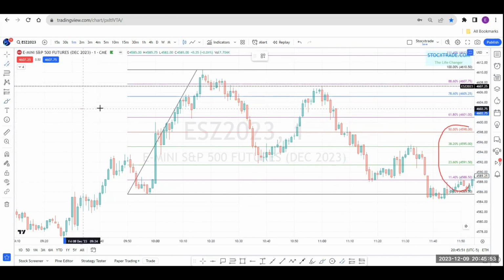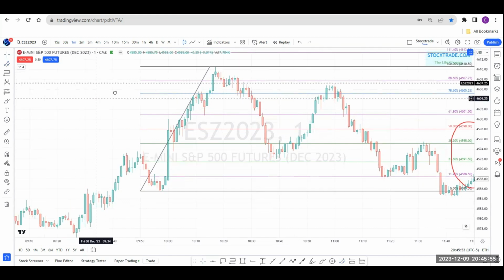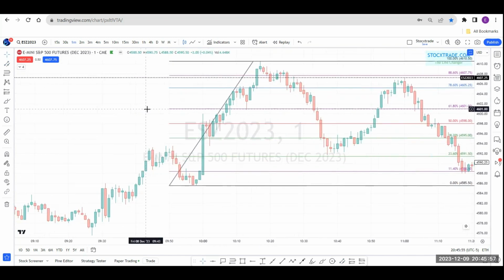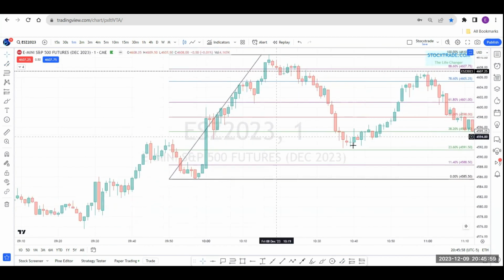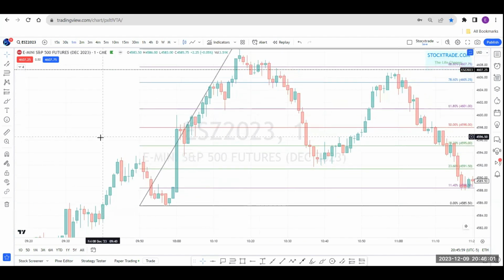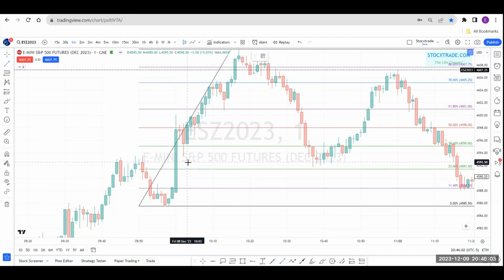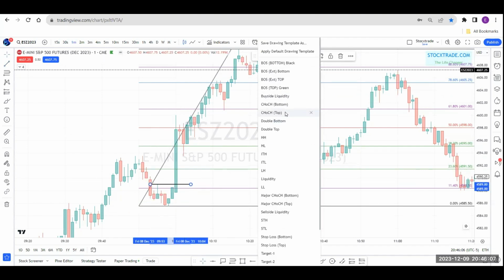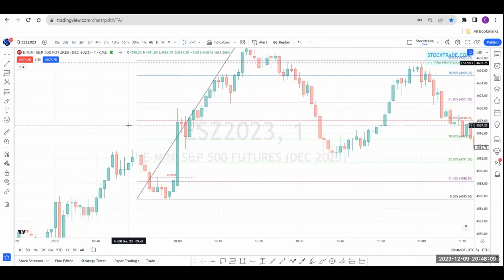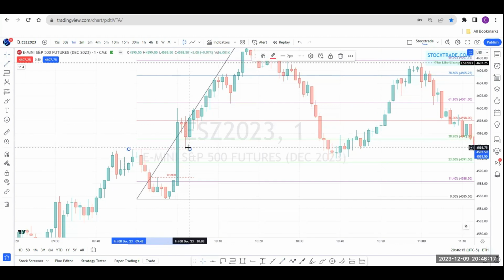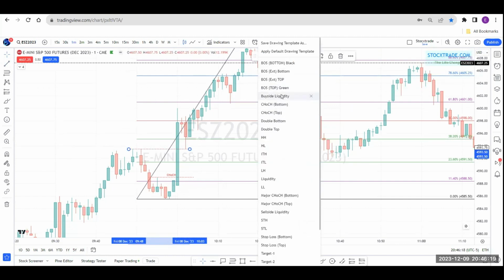So what am I looking for? I am looking for change of character, market structure shift, break of structure. Can you guys see this change of character? Yes. This is a major change of character. That's true.